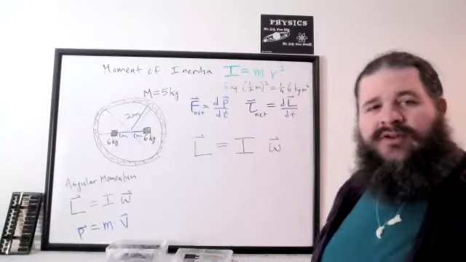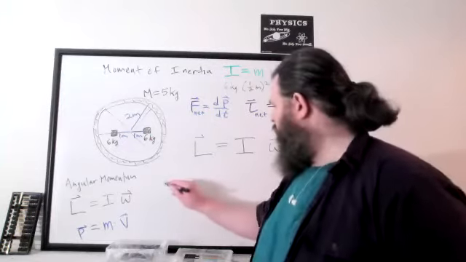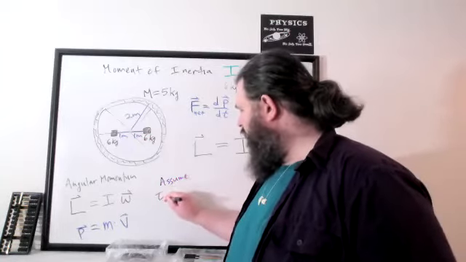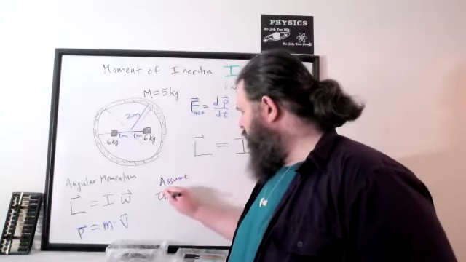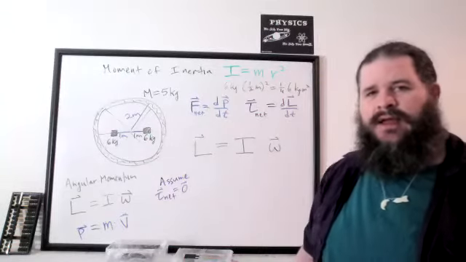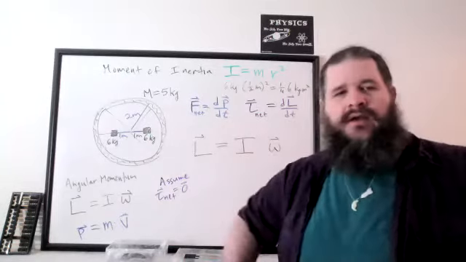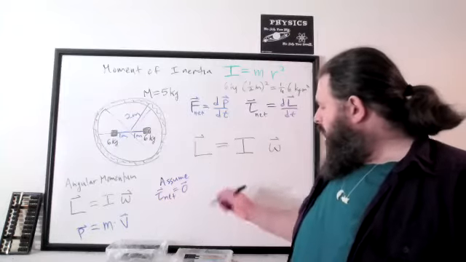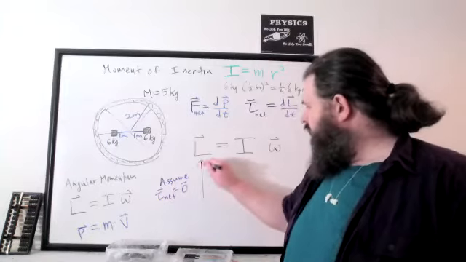So let's assume we have a no torque situation. If we assume that the net torque is zero, maybe we set this thing spinning and then we just let it go. We just leave it spinning, assuming no more pushes on it, no friction, no air resistance, no torque at all. Then that means L is going to be constant. Let me just mark that directly under it.